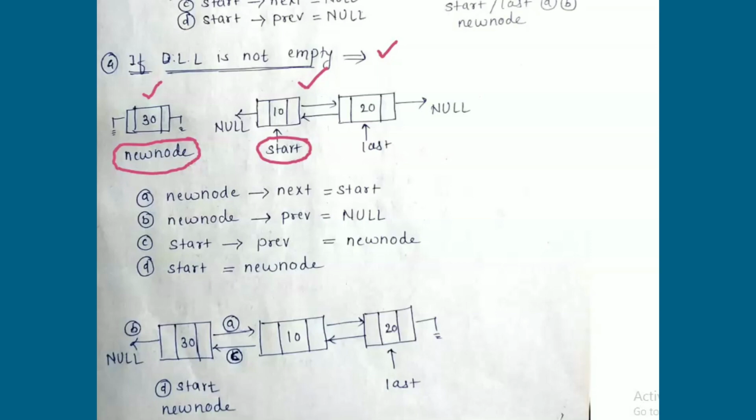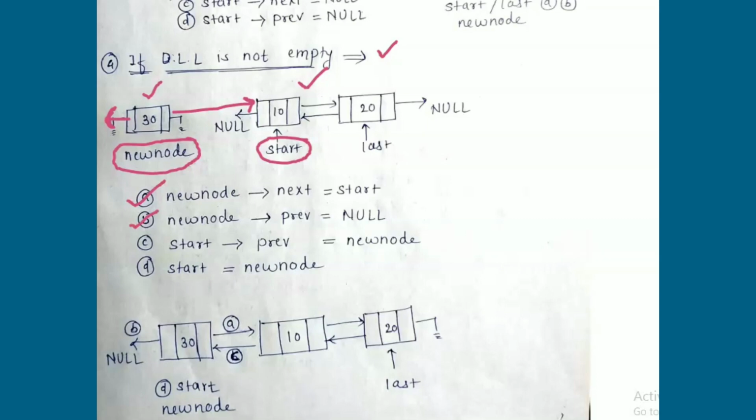When I want to add this new node before this start, what statements do I need to consider? First, I am adding this new node before this start, right? So after adding this new node before this start, new node next becomes start. That's why the first statement is new node next is equal to start. Second, this new node's previous value is null because we are adding at the start of our doubly linked list. So you need to set new node previous equal to null.